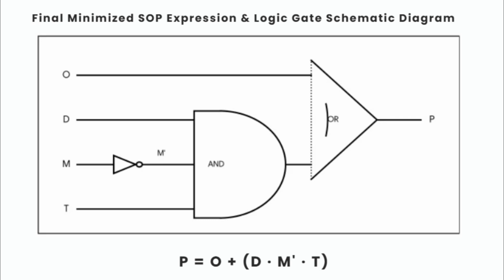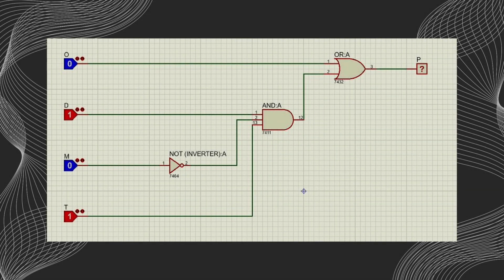sensor rules. To implement this design in Proteus 8.17, we have structured our digital logic gates in a clean left-to-right hierarchy. On the far left, we use four interactive logic state inputs representing our environmental sensors O, D, M, and T. For our processing stage, sensor M passes through a 7404 NOT gate to get our inverted state. This output is combined with inputs D and T using a 7411 3-input AND gate. Finally, the automatic product branch is merged with our manual override line via a 7432 2-input OR gate, which connects directly to our output display, the logic probe P.